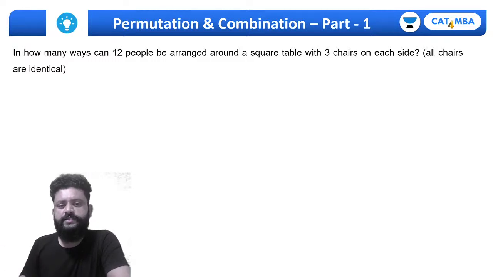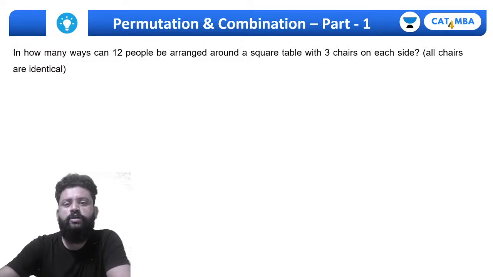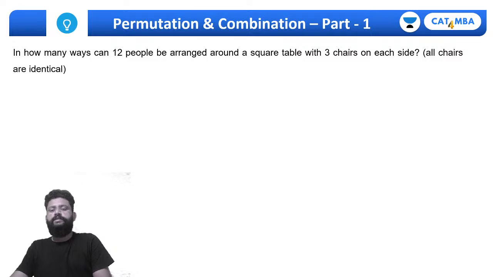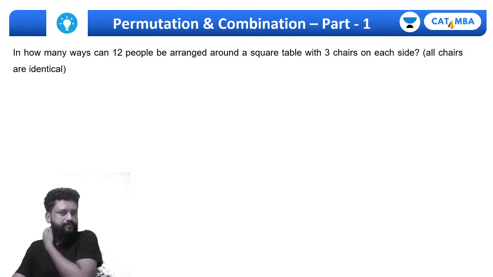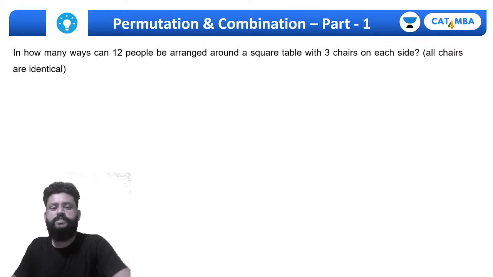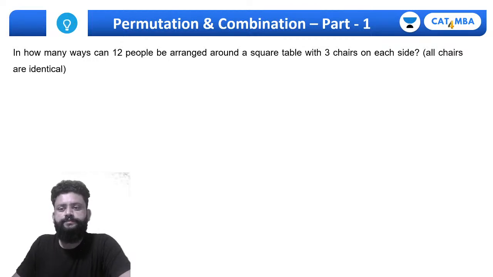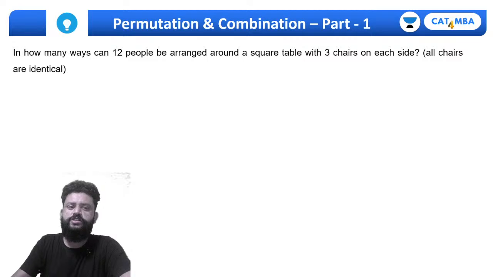चलो, in how many ways can 12 people be arranged around a square table with chairs on each side, with 3 chairs on each side? All the chairs are identical. So the most important thing I would like to tell you here, do not just solve this question guys. मैंने ये question सिर्फ इसलिए नहीं रखा है कि तुम सिर्फ ये एक question solve करो. We are going to learn the concepts, okay?